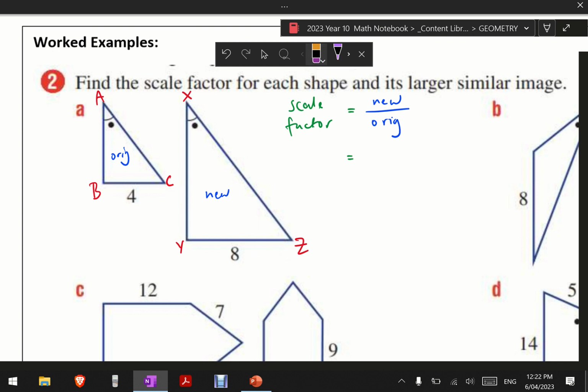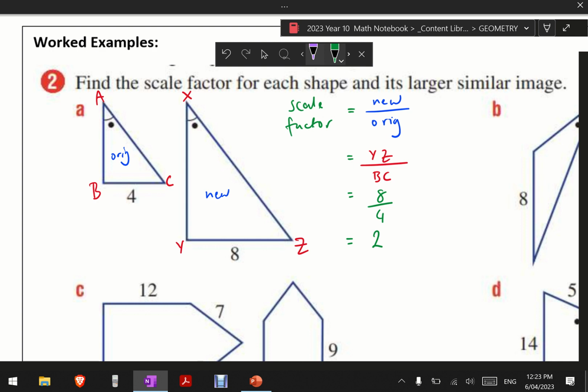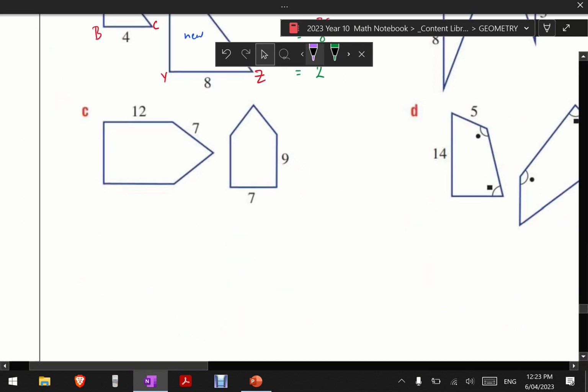So I'm going to go YZ divided by, and on my original shape, the corresponding side for YZ would be BC, which is there. So BC. And then you just change the length there. So YZ is equal to 8 and BC is equal to 4. Therefore, the scale factor is 2 because 8 divided by 4 is 2. Right, not too hard.